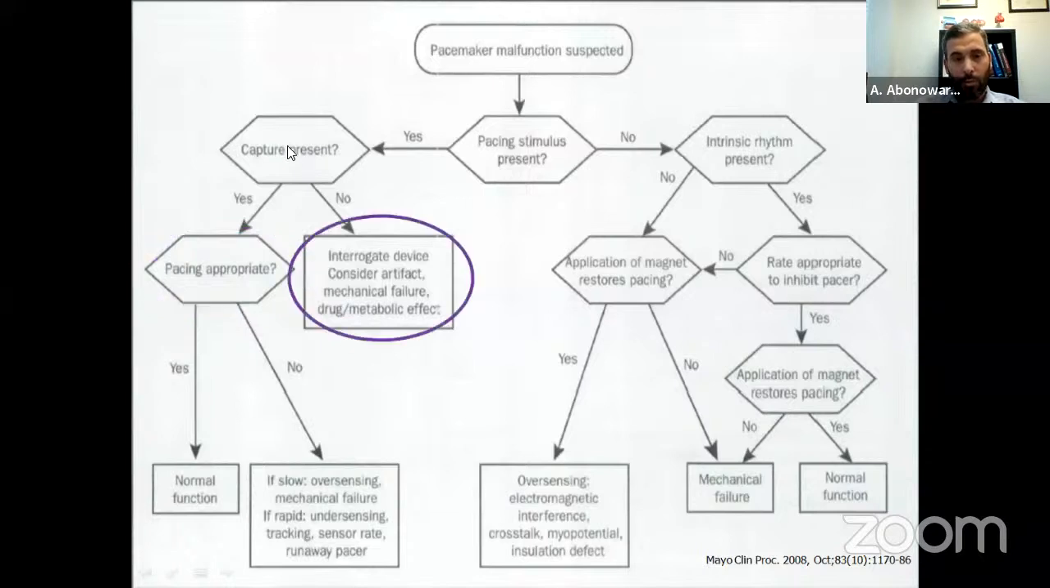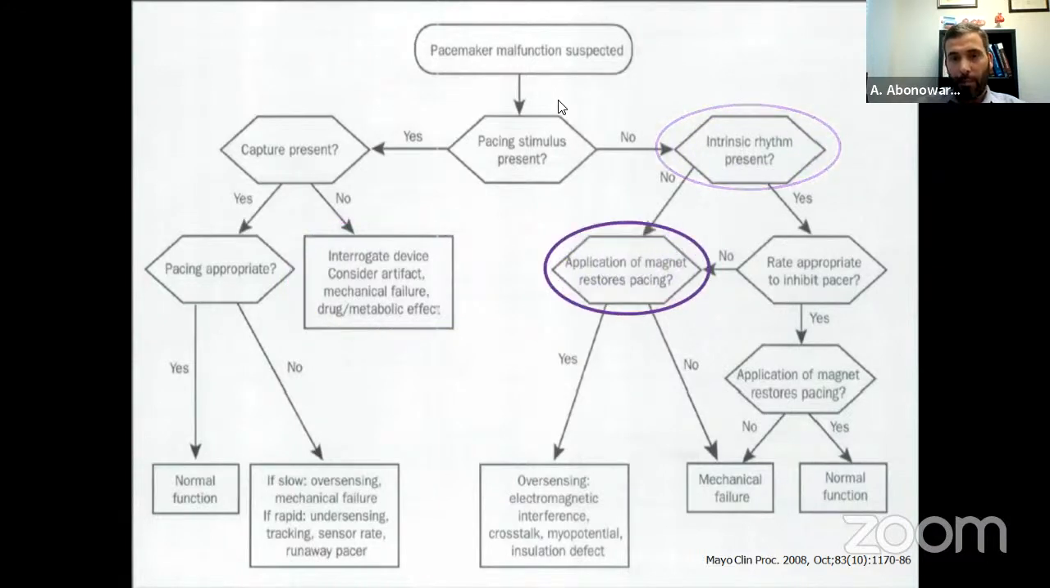Now you go to the other side here. If you have no capture, that's easy. You have to interrogate the pacemaker and look for the cause of it. But don't forget that mechanical failure, artifact, drugs or metabolic problems might also cause that. Now, to the other side: if there's an intrinsic activity, that's easy. That means the pacemaker is actually on demand and watching, but you're not sure, so you apply the magnet to make sure. If you see magnet capture, it's working, that's okay. If not, then you have to look for mechanical failure.